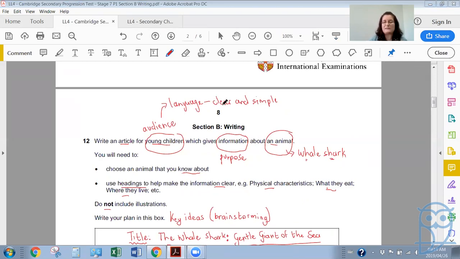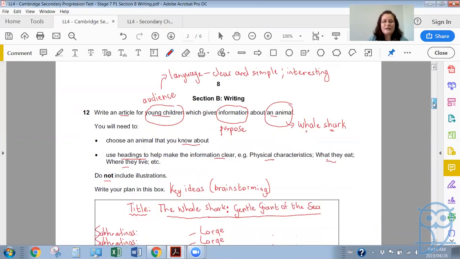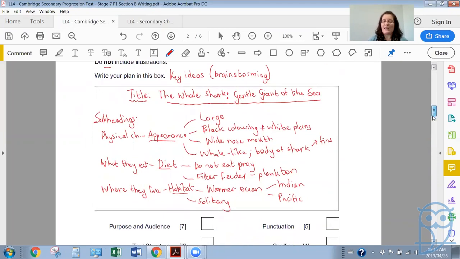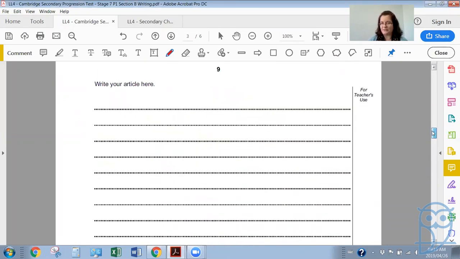So language must be clear and simple because we're writing for children. It must be interesting. Okay, so do not bombard your audience with too many facts, or if there are facts, keep them quite interesting. And then it must give information. It must be informative, and because we've listed things the way we have, they'll be informative. And you obviously have to choose your animal. So this is our plan. And then you would go about coming down to where you're going to write your article.